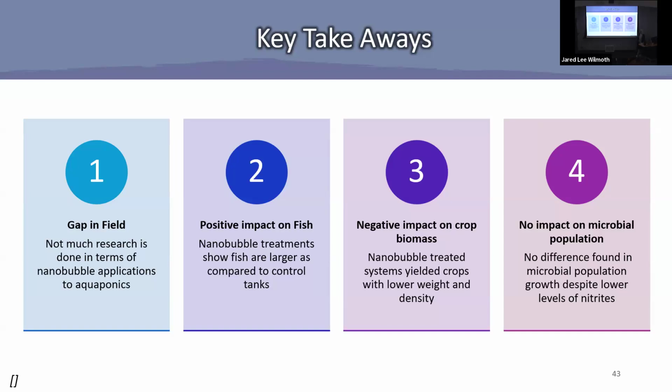It could also be dependent on the type of species we're using. If you look into the literature, one paper used carrots and they saw a negative impact, but if they used another species, they saw a positive impact. So it could be species related.